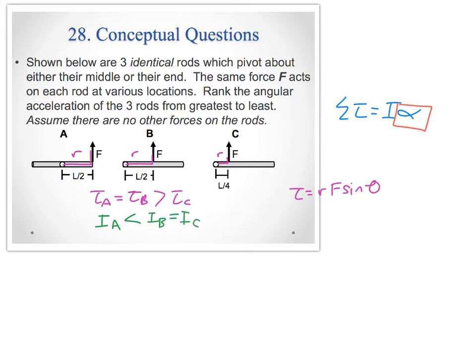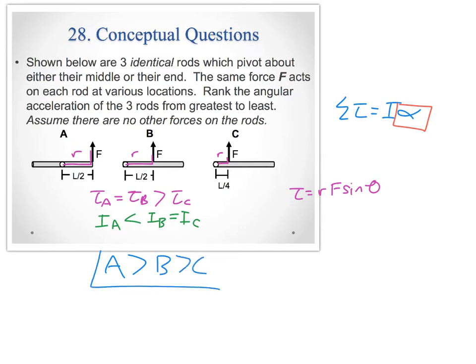Putting all of this together, I see that A has the biggest torque acting on it and the smallest moment of inertia, or tied for the biggest torque, I should say, which means that the angular acceleration for A is going to be greater than the other two. Moving on to comparing B and C: they have the same moment of inertia, but B has more torque, so B is going to be more than C.